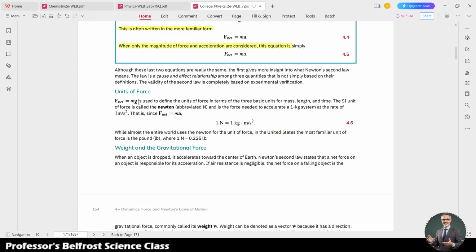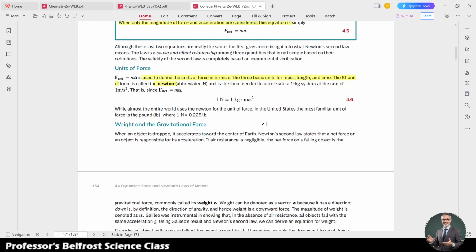F equals ma is used to define the unit of force in terms of three basic units: mass, length, and time. The unit of force is called the newton, and one newton equals 1 kilogram meter per second squared.